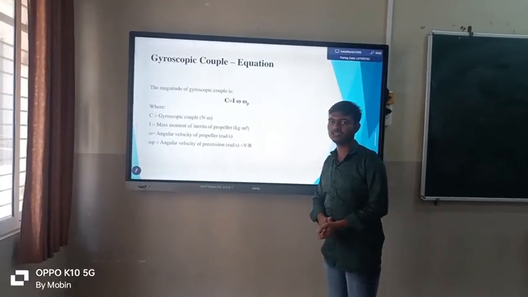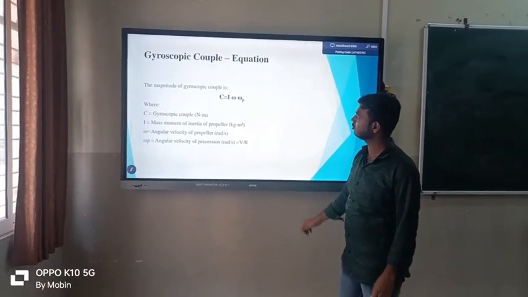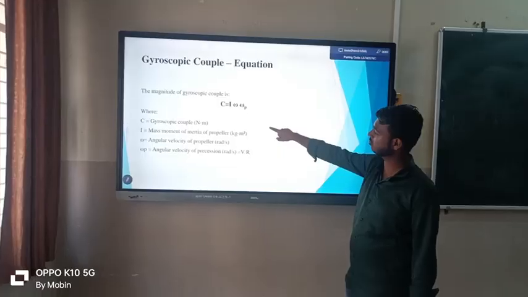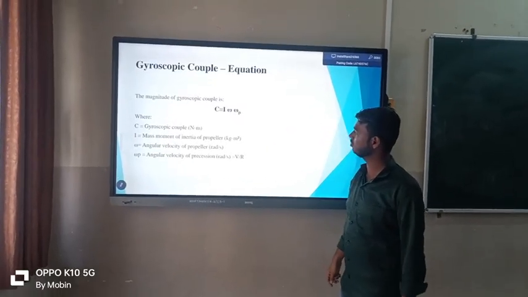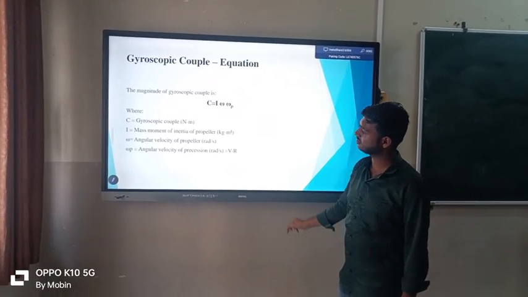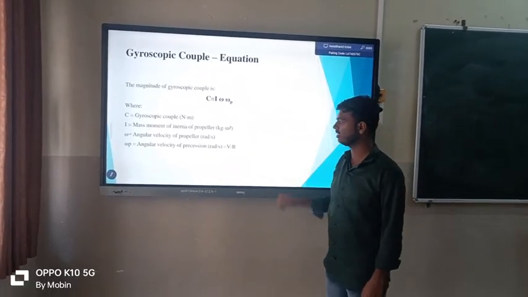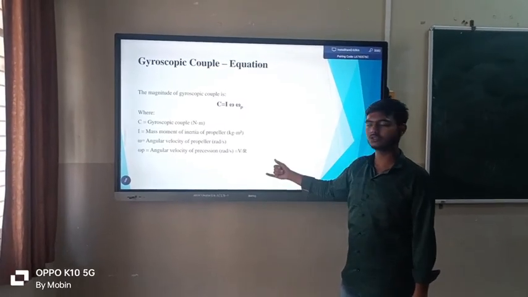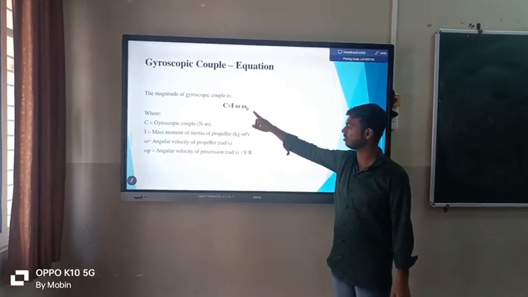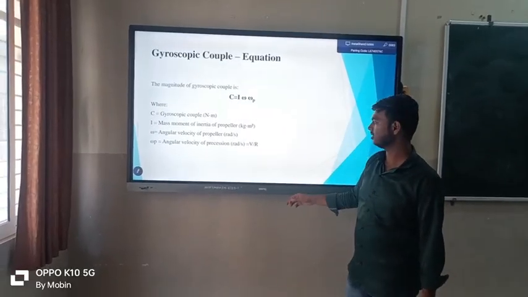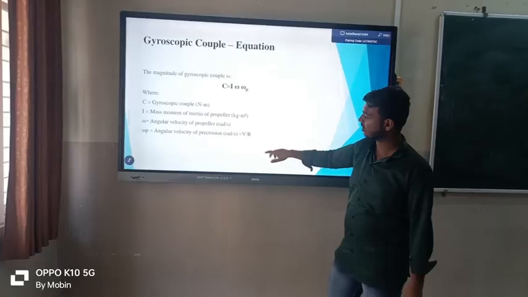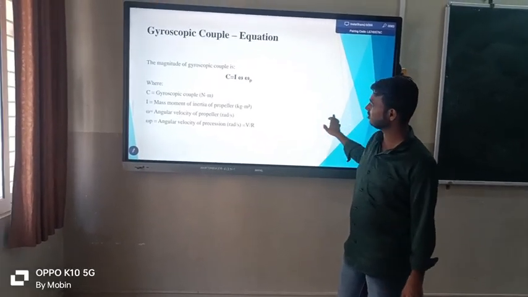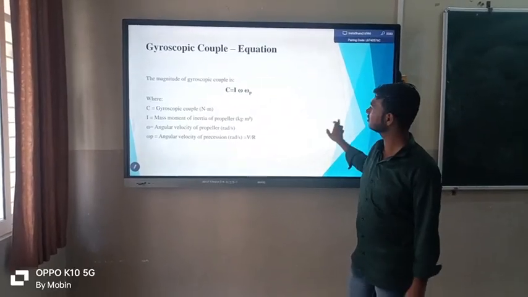Gyroscopic couple equation. The gyroscopic couple is denoted by C, and its equation is C equals I omega into omega p, where I is the mass moment of inertia, omega is the angular velocity of the propeller, and omega p is the angular velocity of precession. We can also write omega p as V by R, where V is velocity and R is radius.